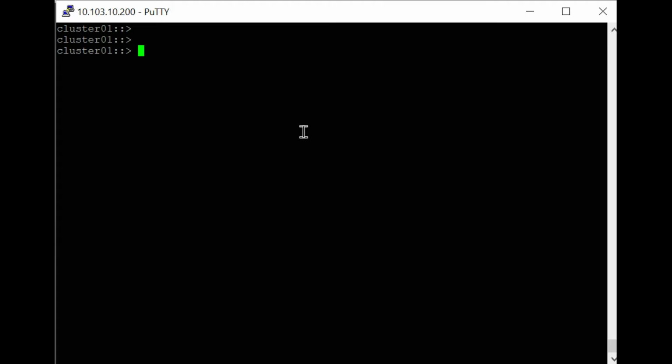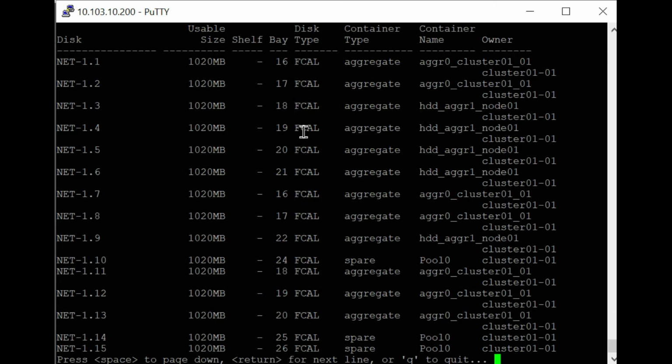So let's have a look at the disks. The disk show. So these are the disks here. Disk name or label, the size of the disk, the type of the disk. This is HDD. Okay, and in which bay is it installed? So this disk is in bay number 16, 17, and so on. This disk is now a member of an aggregate, and the aggregate name is, as you can see, the owner. This is the node, the owner node of the disk.